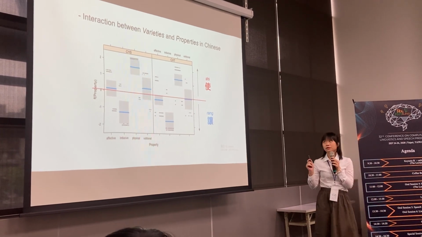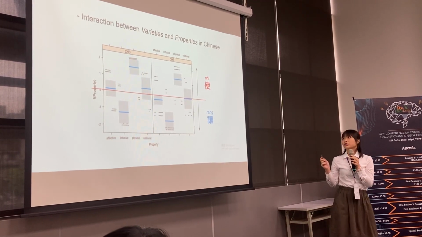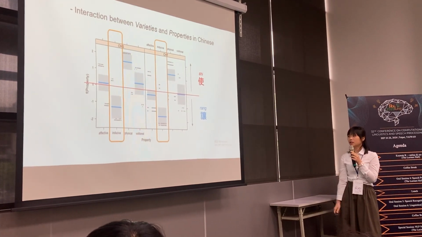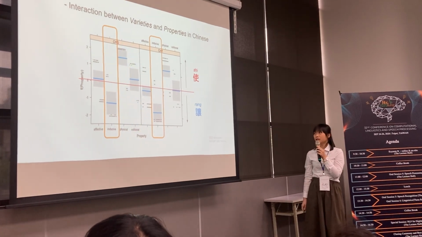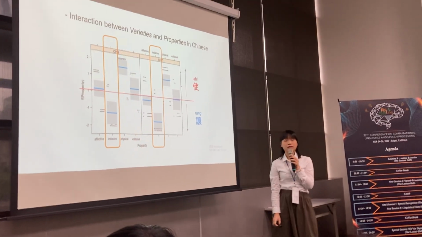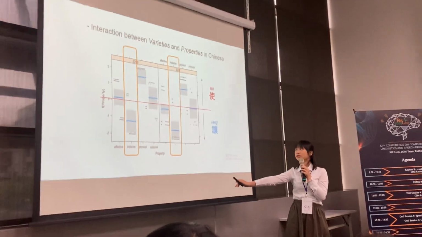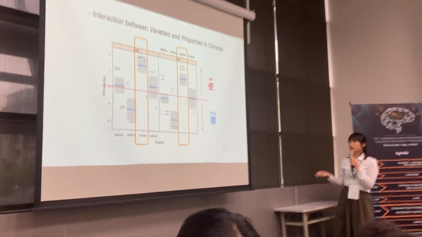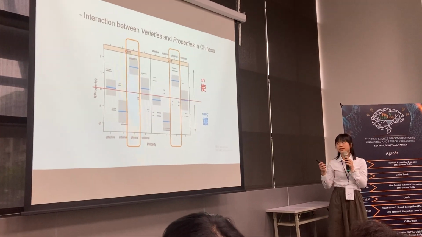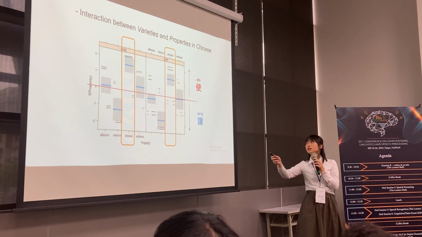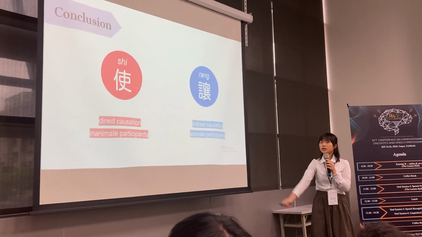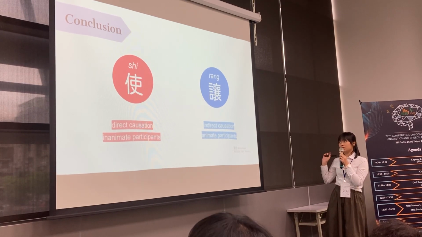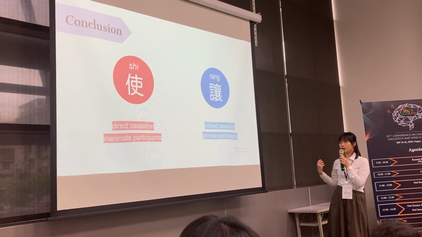Let's take a look at this graph. This graph shows the interaction between varieties and properties in Chinese. In inducive causation types, both simplified and traditional Chinese favor the use of 让. In physical causative types, both simplified and traditional Chinese favor the use of 使. So we prove that 使 and 让 are different in the causation types.